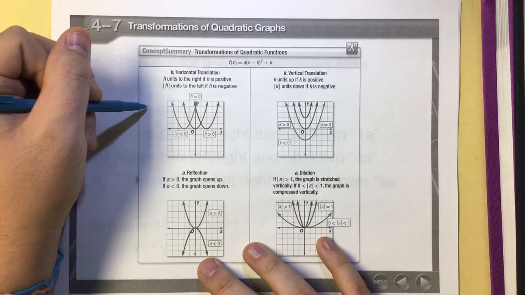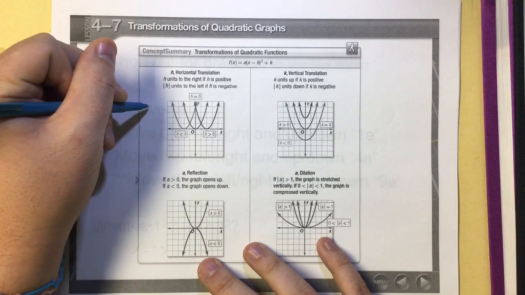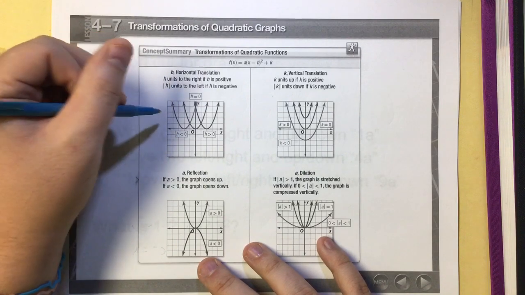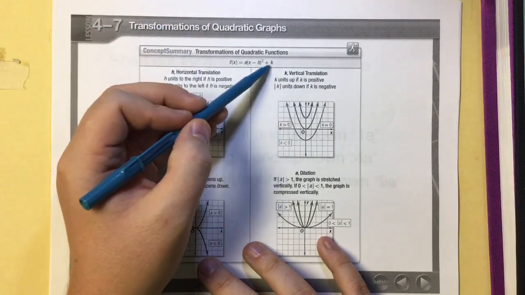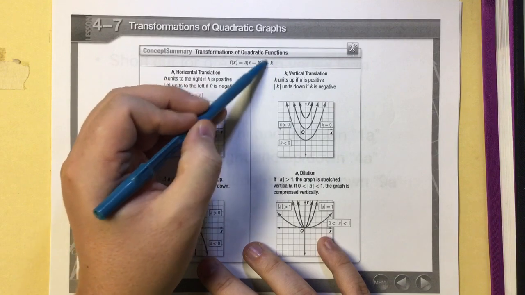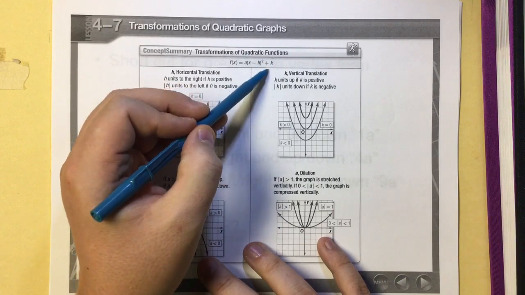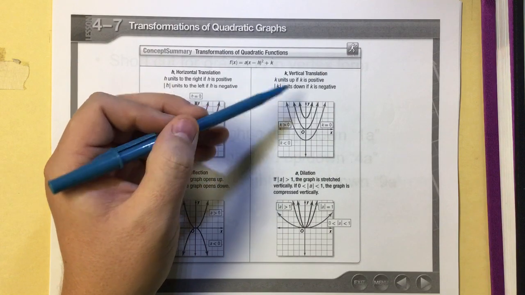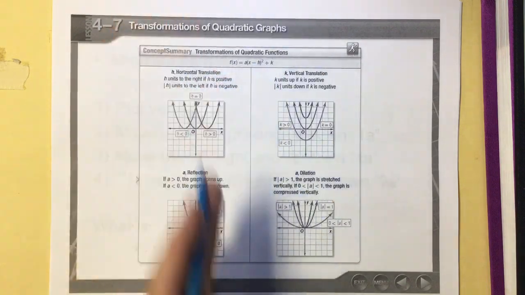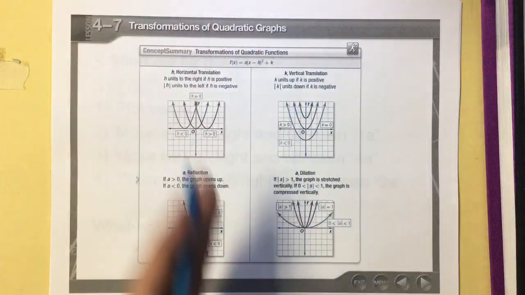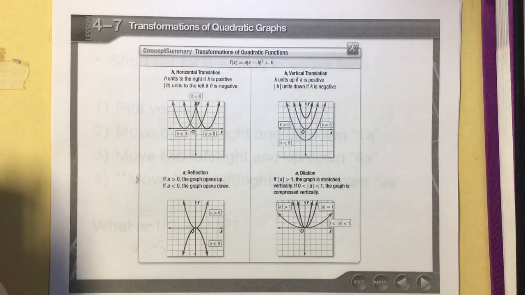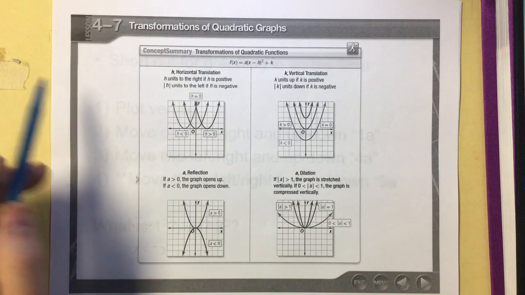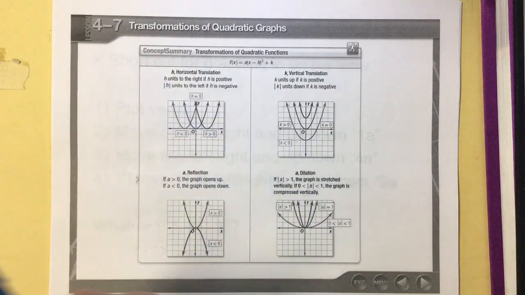Inside the grouping symbol is horizontal and the opposite of what you think. In this one, whatever is outside of the grouping symbol, K is outside the grouping symbol. Outside the grouping symbol added is always going to move it vertically up and down. Whatever is outside of the grouping symbol added or subtracted moves it vertically, and it moves it exactly the way you think it will. So if you see plus 4, you move it up 4. If you see minus 4, you move it down 4.